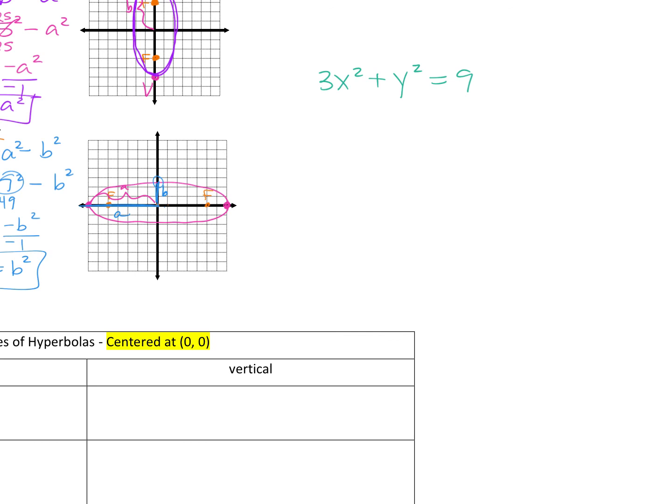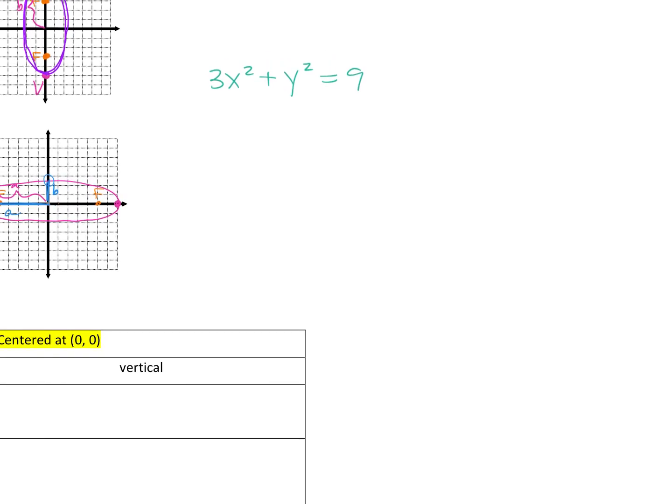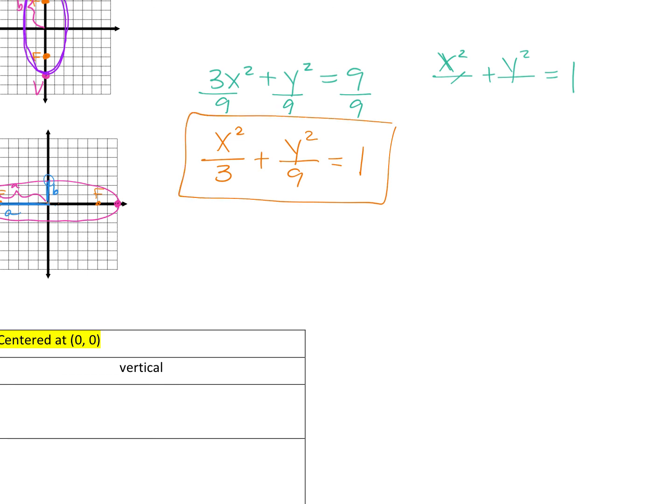Okay, and this is not what we're used to. Remember, we always say your general setup should be, x squared over something plus y squared over something equals what? Equals 1, right? So if we want this to equal 1 on that side, we have to divide everything because you can't just divide one thing. It's the golden rule of algebra. Whatever you do to one side, you got to do to the other, okay? So we're going to divide everything by 9. Then what happens is 3 over 9, that becomes x squared over 3. Y squared over 9 is going to stay y squared over 9. And then 9 over 9 is 1. So this is your standard form of the equation.